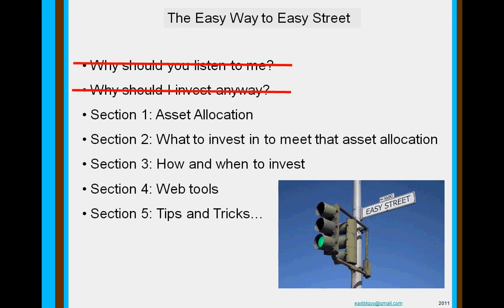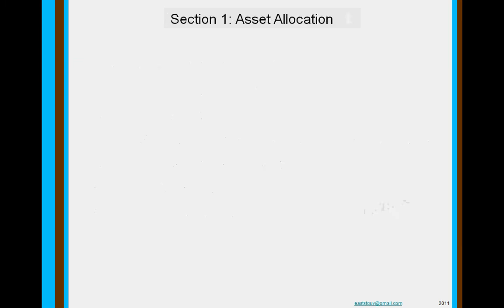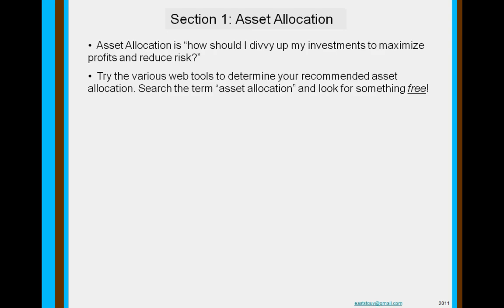Assuming those things, we can jump right into the first question you need to answer, which is not what stock should I buy, it's what asset allocation should I shoot for. Section 1 is about the all-important asset allocation, or put another way, how should I divvy up my investments to maximize profits and minimize risk?